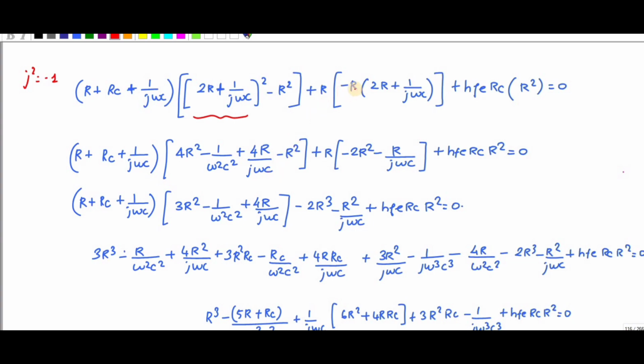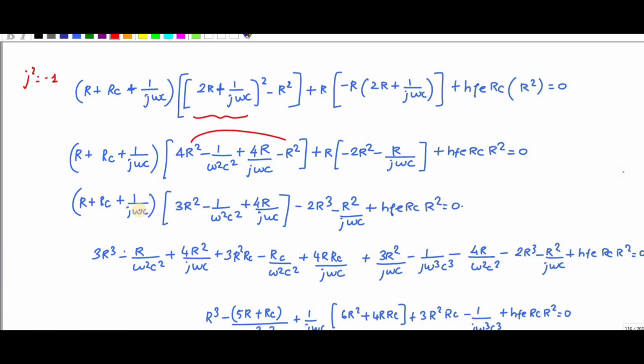So if I multiply this one, I will get minus 2r square minus r divided by j omega c. Okay. So now I am going to solve. If I equate this one, I will get 3r square. Then I am going to multiply this one with this. So I will get minus 2r cube minus r square divided by j omega c plus HFE RC r square equal to 0.